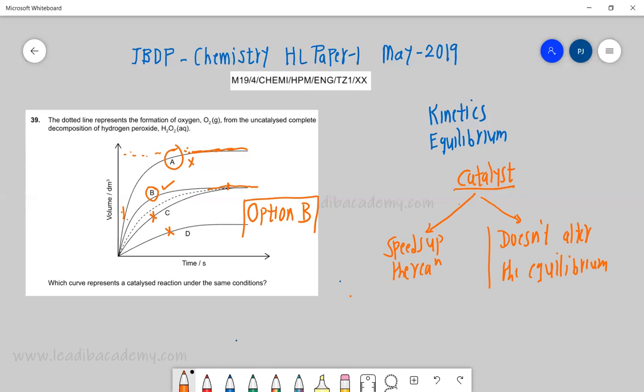Okay, very good quality question. So both the concepts should be very, very clear.